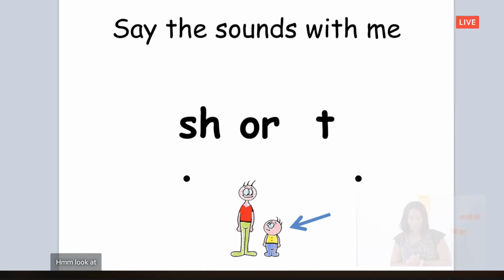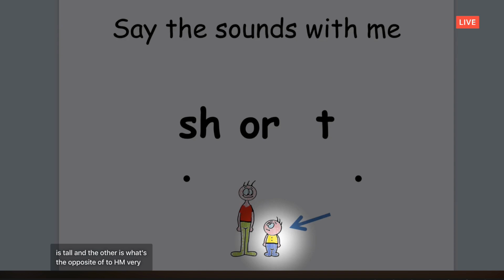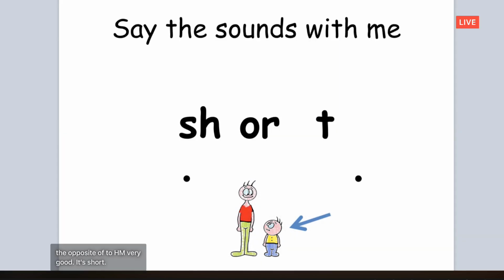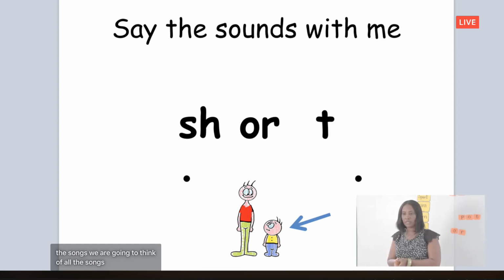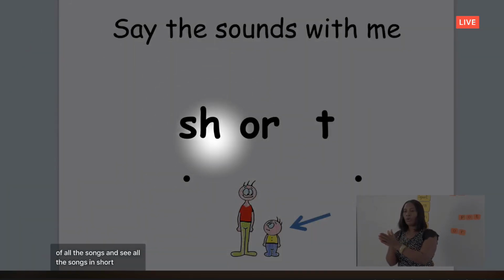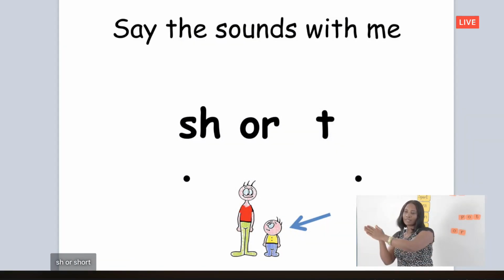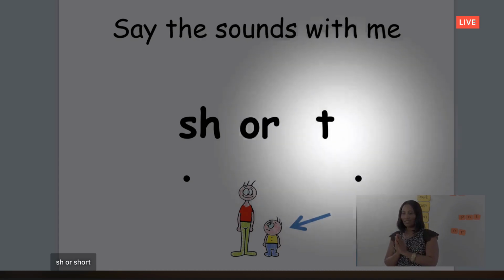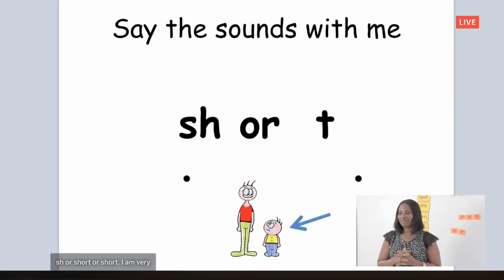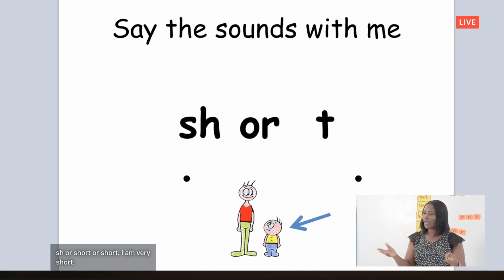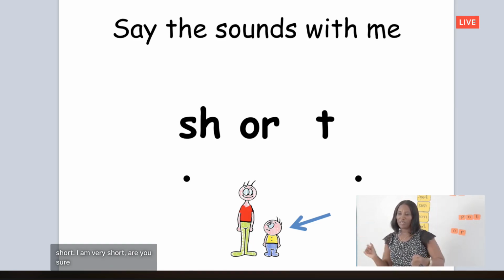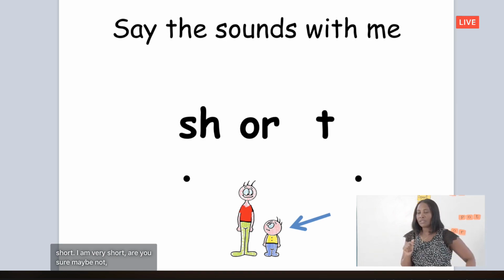Quickly, let's try one more. Look at those pictures. One is tall and the other is, what's the opposite of tall? Very good. It's short. Let's say all the sounds. We are going to think of all the sounds and say all the sounds in short. Sh, or, t. Short. I am very short. Are you short? Maybe, maybe not. But that's excellent sounding out.